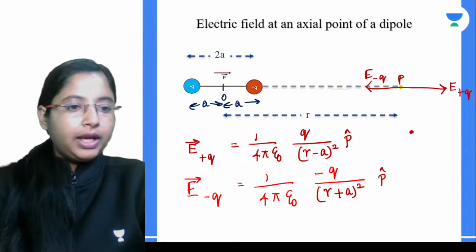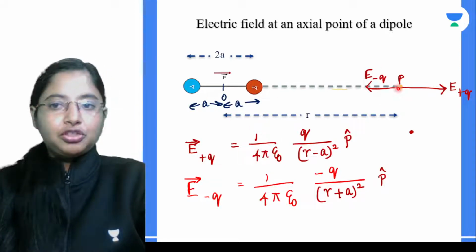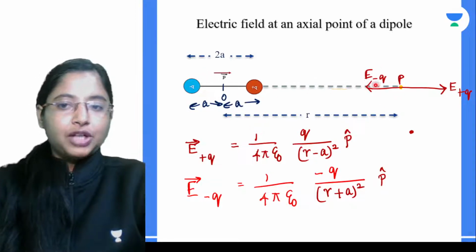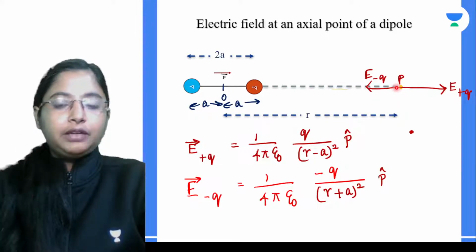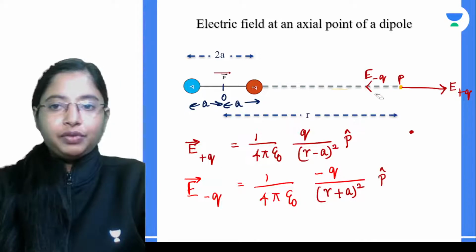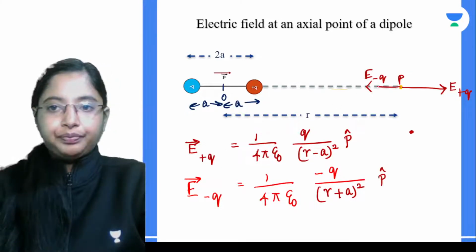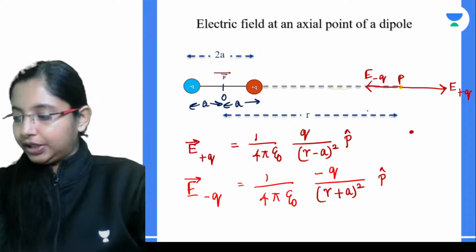So electric field lines will be in the direction of the electric force. So this charge will be attracted towards this positive charge. So the field will be in the direction of the force, right? Here we have another vector, which is actually EQ, which is in the opposite direction, right?